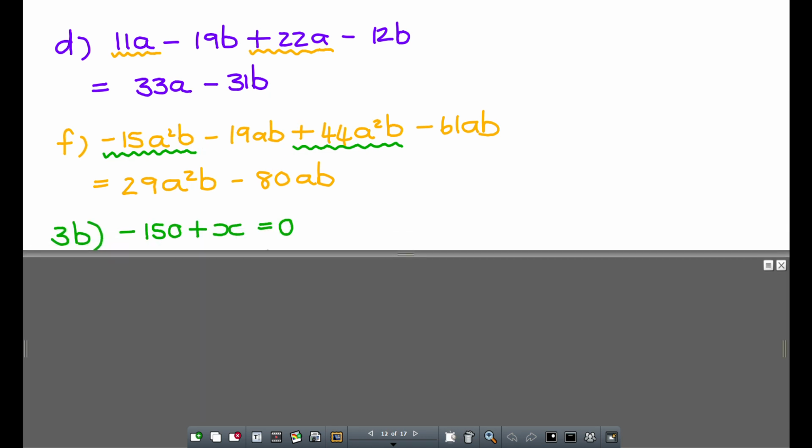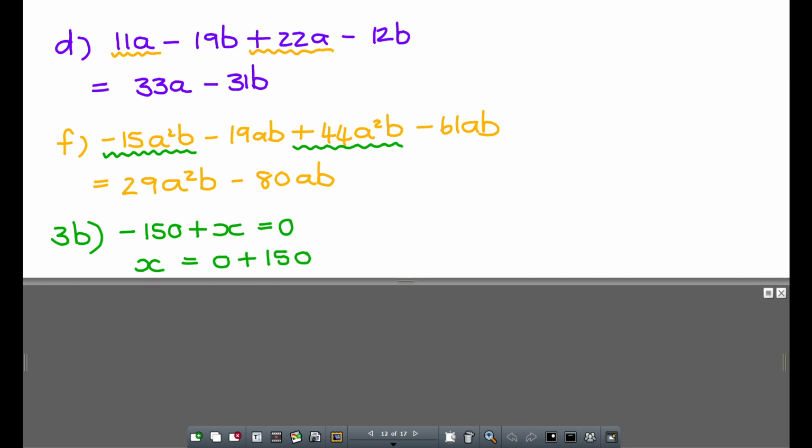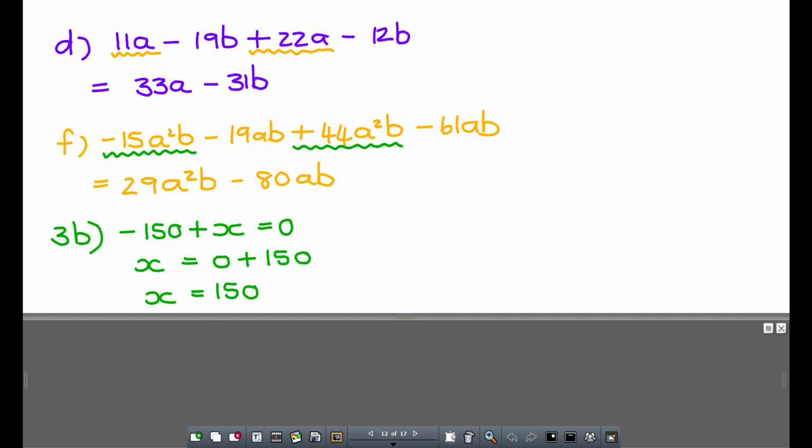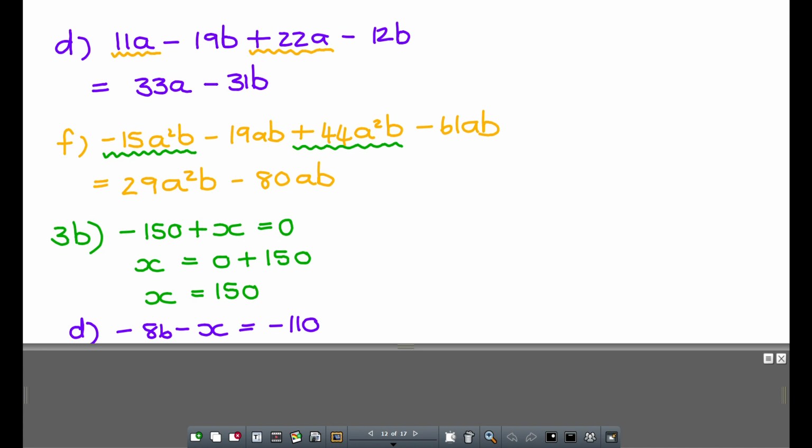Right, the next one, at number 3, they asked you to write down the value of x that makes each of the following true. So basically I'm asking you to solve x. Okay, so over here, I took the x to the other side, and when I take this minus 150 to the other side, it becomes plus 150. So that's how I got to my next step. You guys find that? Okay, and then 0 plus 150 just gives me 150. Okay. Any questions there?